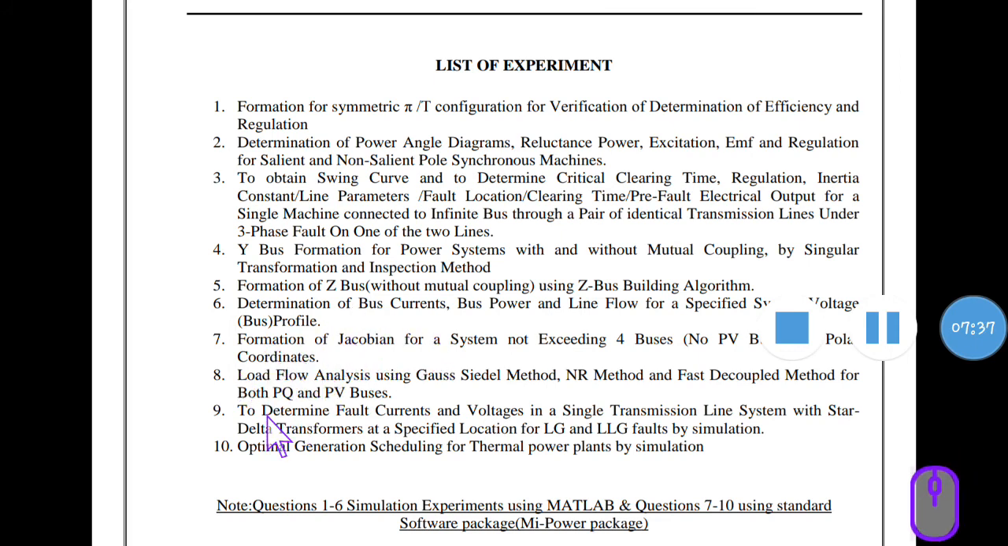Eighth and 10th we are doing on a software package. And ninth also we have discussed, fault calculation, LLLG and DLG. These are all the MATLAB programs I discussed till now. Except for this Jacobian, we have to do it in a software package, but we are doing it in MATLAB only. So now in the software package we are doing the 8th experiment and 10th experiment. Okay, we'll discuss in the next class.